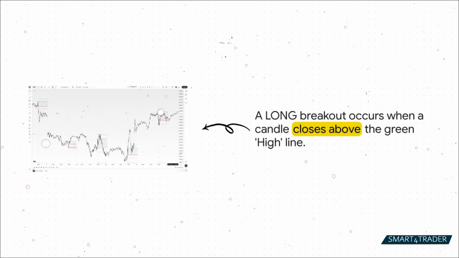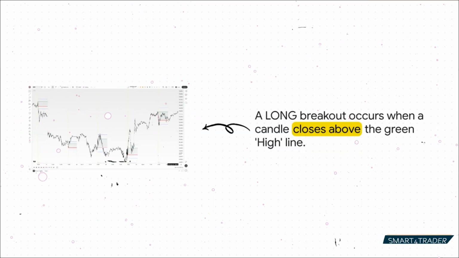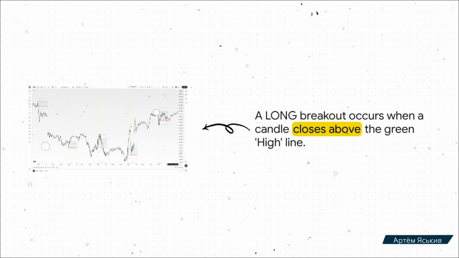Here's what that looks like on a real chart. The indicator draws our range for us. See that green line at the top? That's the high. Our entry trigger happens the moment a candle closes right above that line.